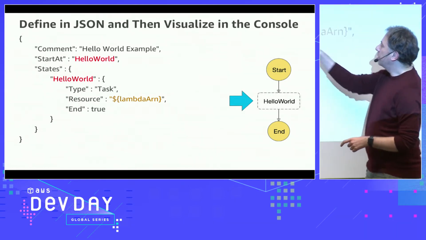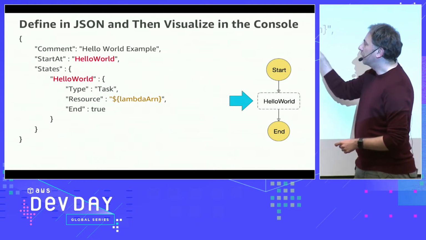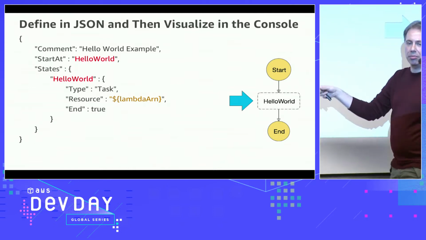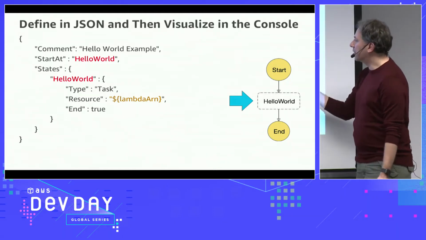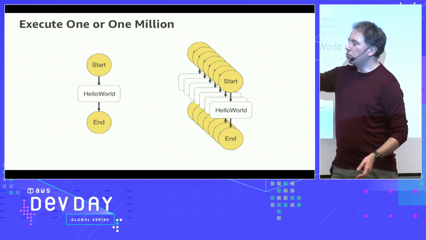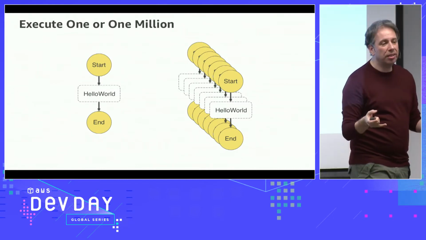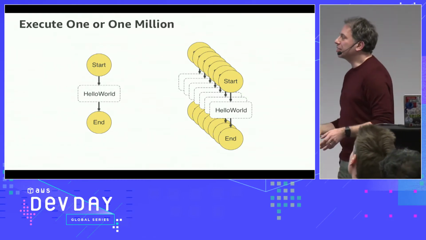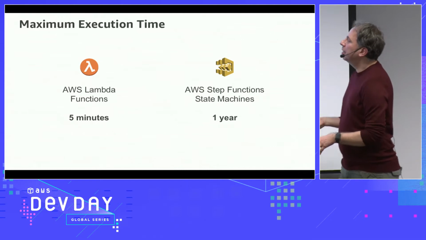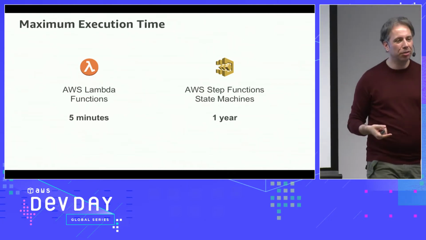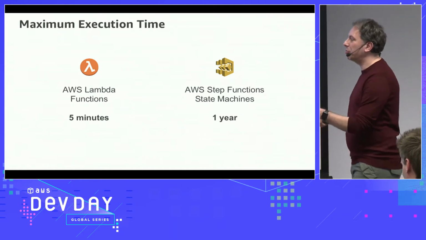So I execute this task that is a Lambda function. And then this is an ending state because end is true. So the state machine ends and the execution ends here. And when I create a state machine, I can execute 1 or up to 1 million at the same time. This is the default limit that we give for state machine. So it's very scalable. And the maximum execution time is slightly bigger than those of Lambda functions. So we go from 5 minutes to 1 year.